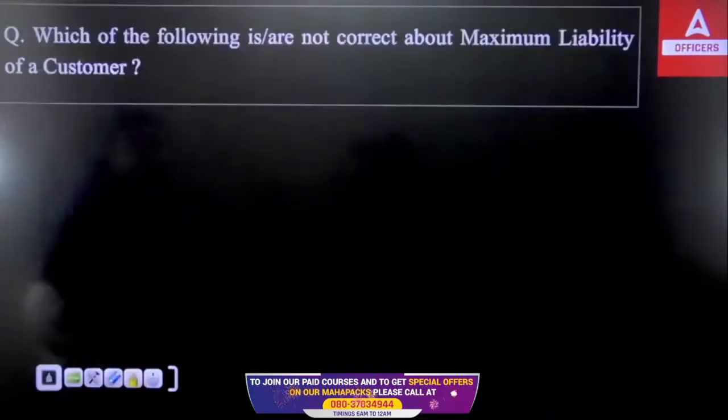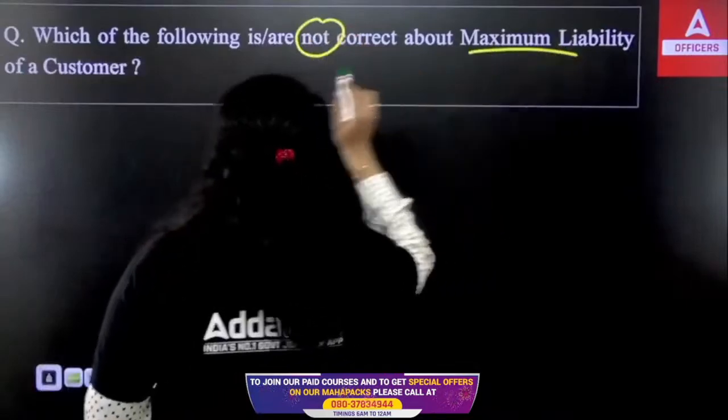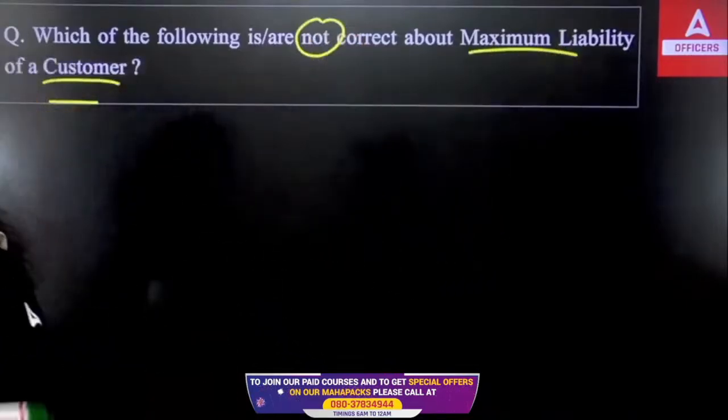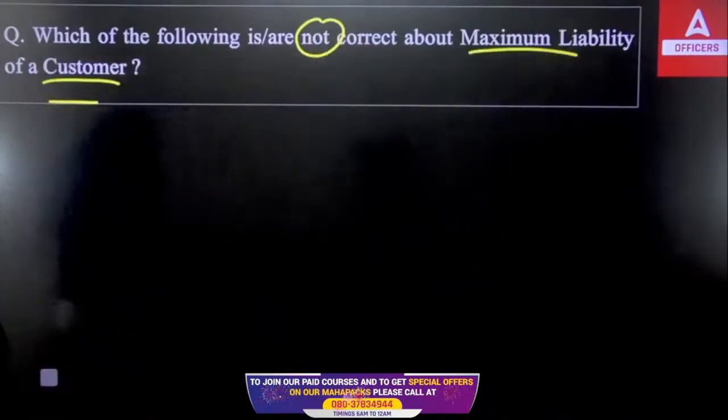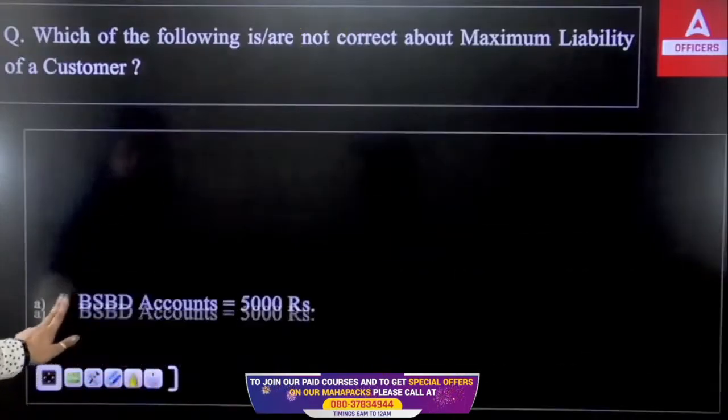Now the next question we have: which of the following are not correct about the maximum liability of a customer? Not correct about the maximum liability of a customer. And we have options.